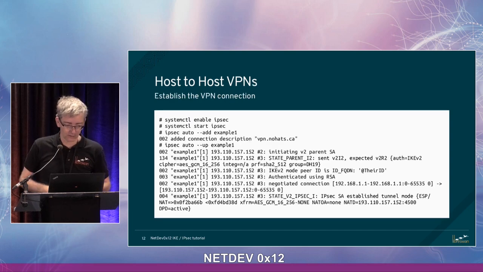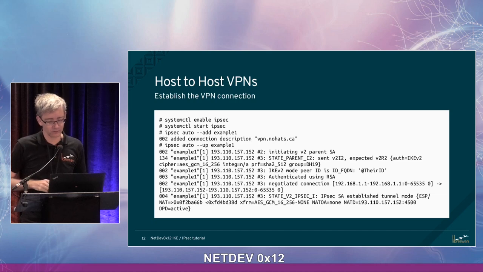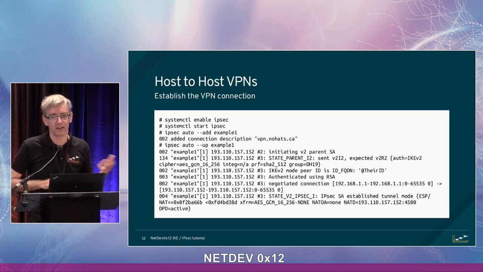So how does this look? The service is called IPsec, so you enable the service, you start the service. If you haven't added an auto equals line, or if you just added the config file but the daemon is already running, you can manually add the connection by typing ipsec auto --add. You see the connections being added, and then you can do --up to bring it up.